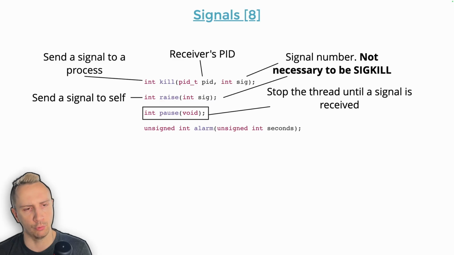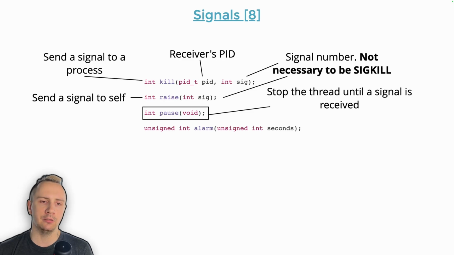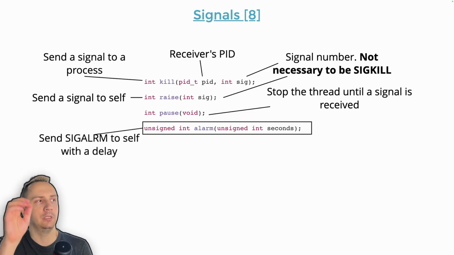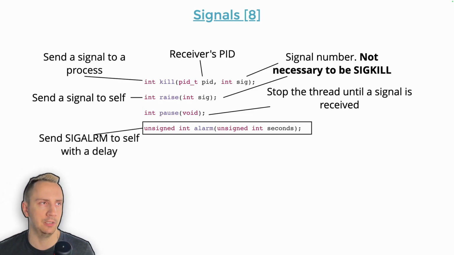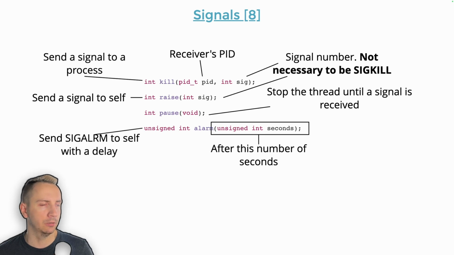Also there is the function pause, which we already used a few times in examples. It will stop the current thread until any signal is received at all. So it's like wait for signal. And the function alarm is going to send to your process a SIGALRM signal after the given number of seconds. Which is probably, maybe I don't know something, but right now it seems to me like the most useless function among the ones on the slide.